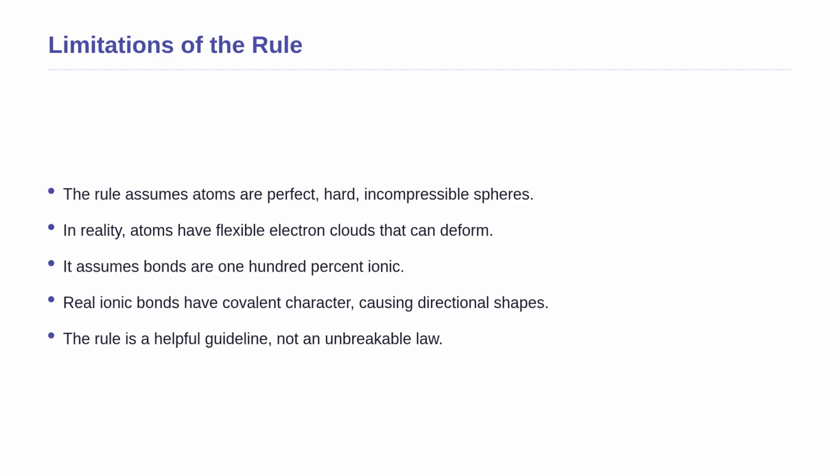This brings us to an important reality check, the limitations of the radius ratio rule. While it is an excellent starting point, it assumes atoms are perfect, hard, incompressible spheres like billiard balls. In reality, atoms are made of squishy, flexible electron clouds that deform. Furthermore, it assumes bonds are completely ionic. In the real world, many ionic bonds share electrons slightly, which forces atoms into specific directional shapes that ignore simple sphere geometry. Therefore, treat this rule as a helpful guideline, not an unbreakable law.